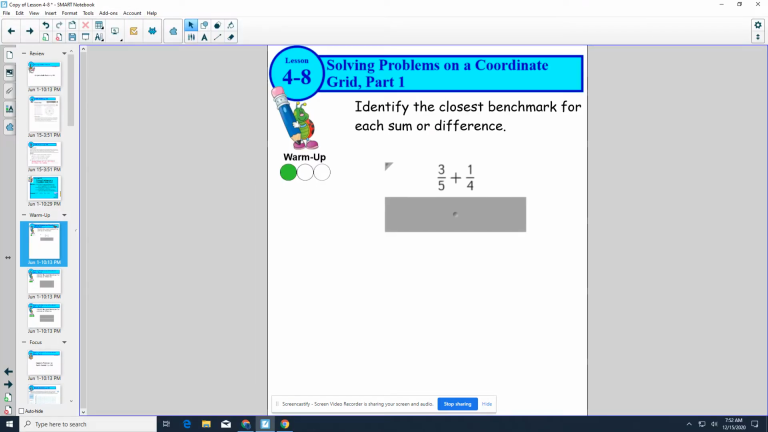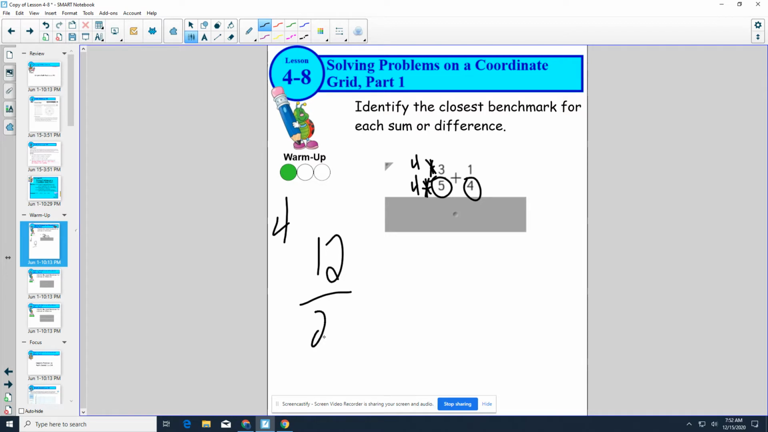we have 3/5 plus 1/4. Okay, so I see there I have to have a common denominator, right? So I could list my multiples, or I just know that 4 times 5 is 20. And whenever I do the bottom, I must do to the top. So when I rewrite that one, I get 12 20ths plus.